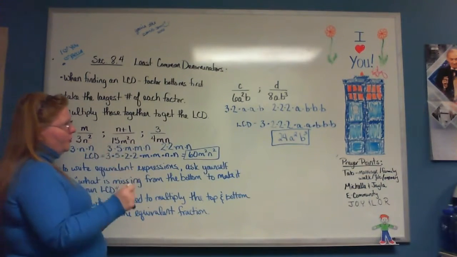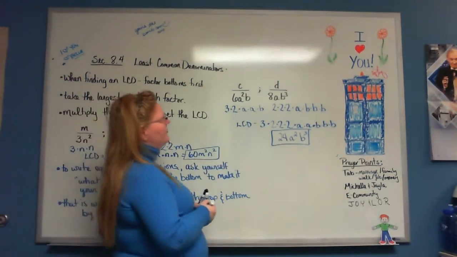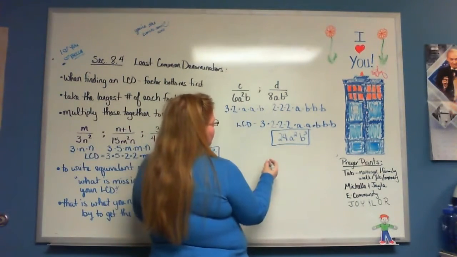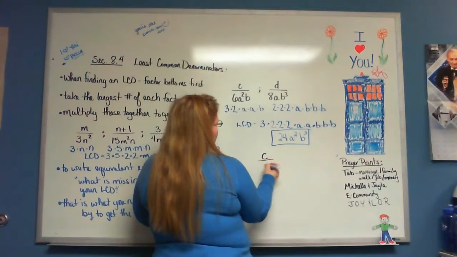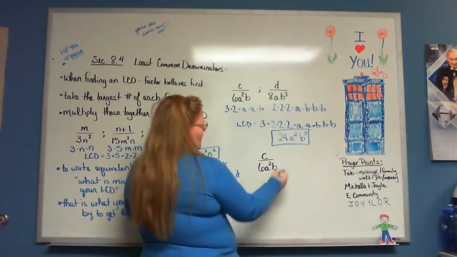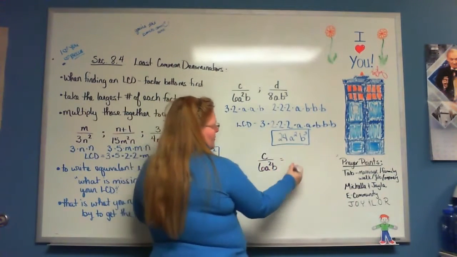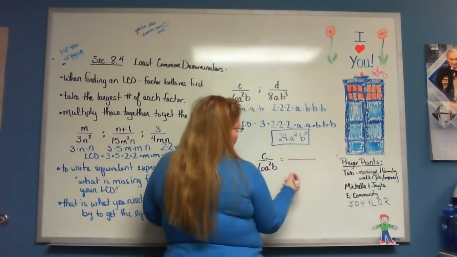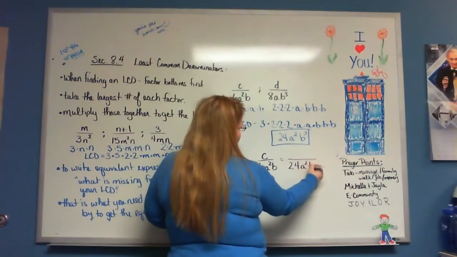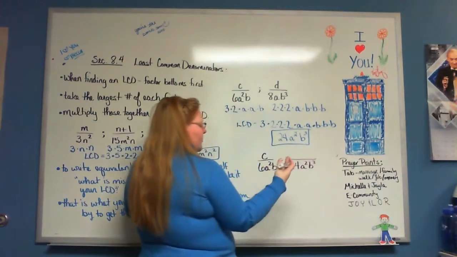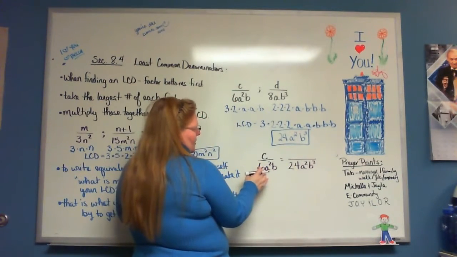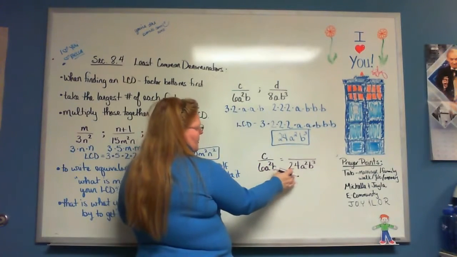So, with purple back over here, our fraction up here was C over 6a squared b. Now we want our bottom to become this LCD, 24a squared b cubed. So we have to look at this and at that and say, what is this missing to get to there?